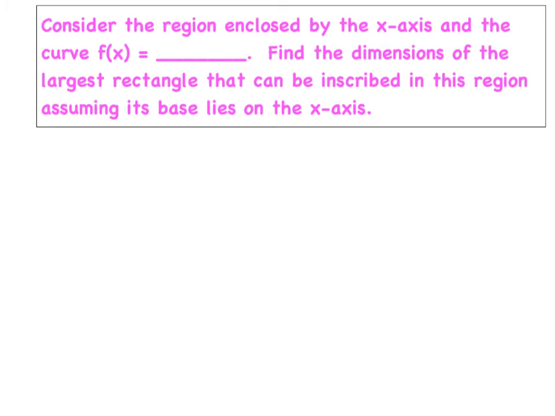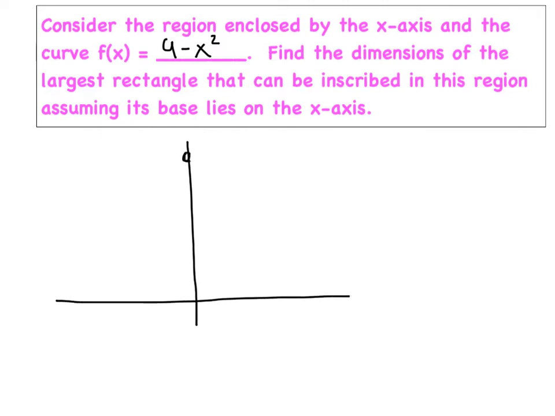Here's another really popular AP style question. They want you to consider the region enclosed by the x-axis and the curve f of x equals 9 minus x squared. So let's go ahead and come up with a really nice drawing here. We've got a parabola that intercepts the y-axis at 9, and we've got roots of negative 3 on that side and positive 3 on this side.